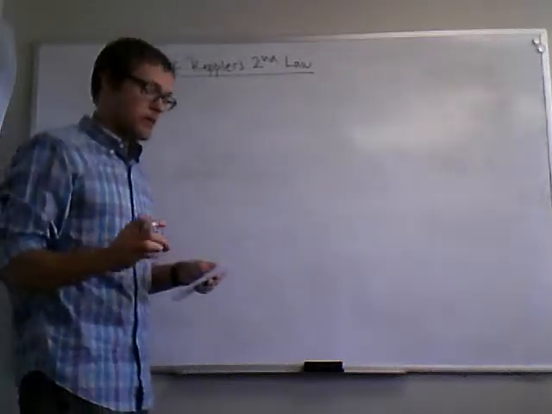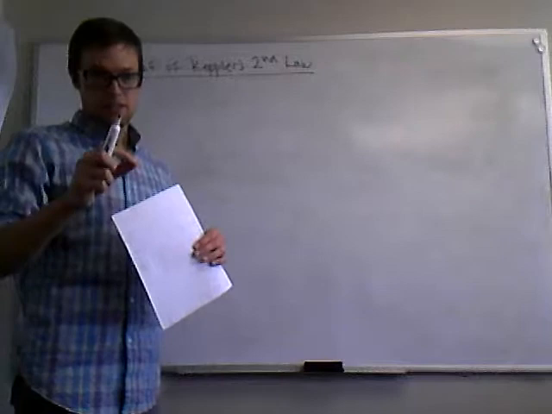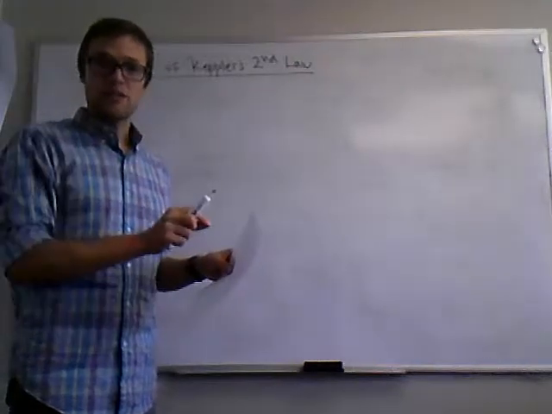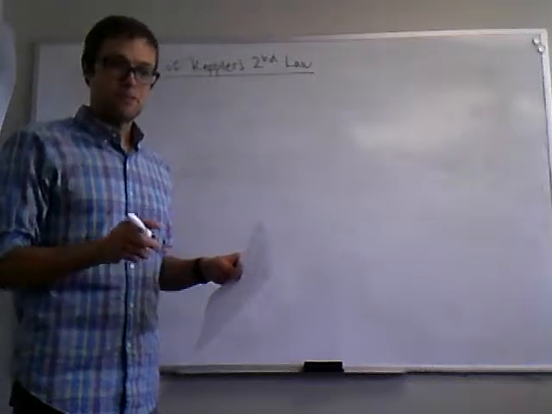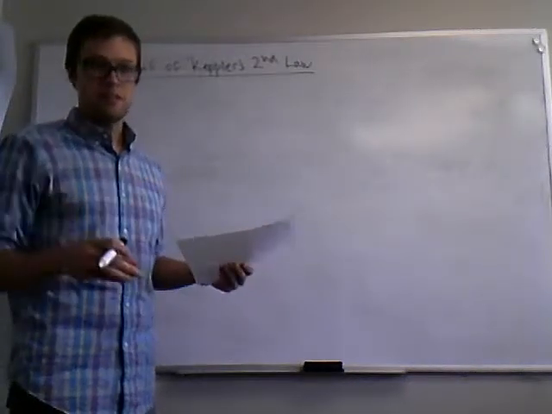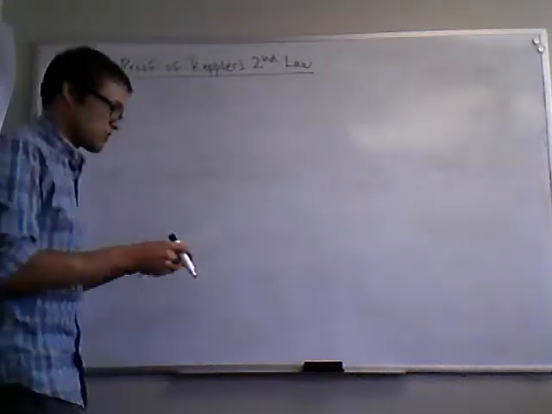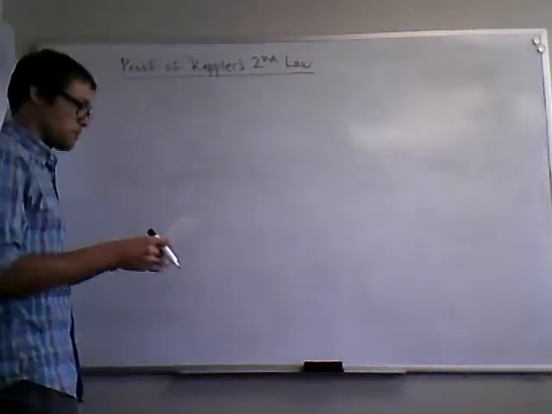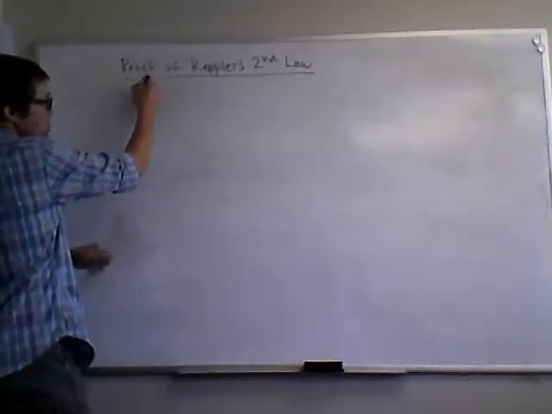So remember, Kepler's second law is that an imaginary line that connects the Earth to the Sun, as the Earth is moving around the Sun, sweeps out an equal amount of area in an equal amount of time. So no matter where on the ellipse it is, if you measure that area over an equal amount of time, it should be the same. Okay, so sometimes this is called the law of areas.